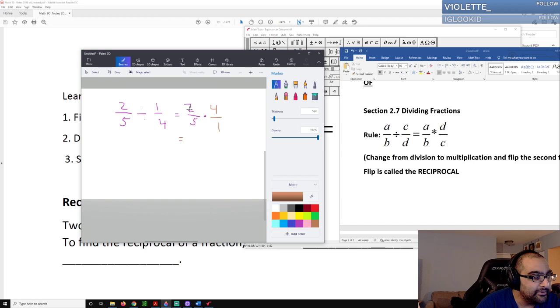In this case, there's nothing in common between the numerator and denominator. So we multiply straight across and we get 8 over 5. All right.